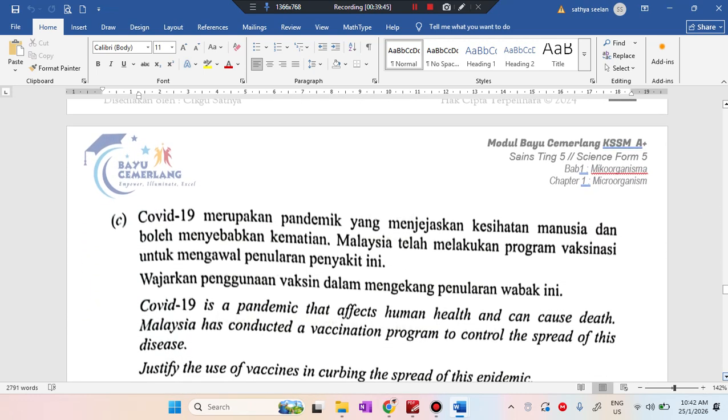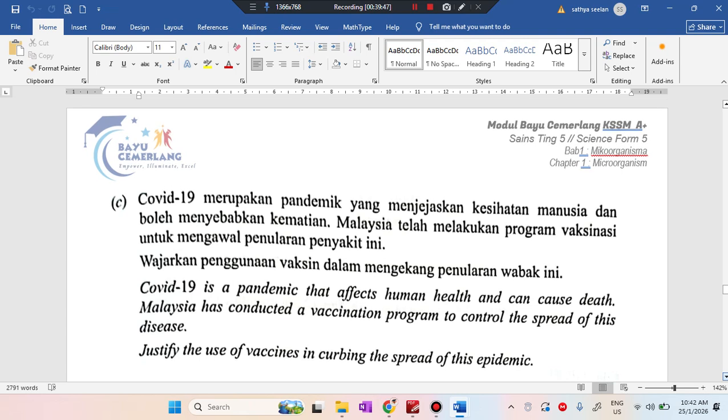And then, like before, COVID-19 is a pandemic that affects human health and can cause death, and the government conducted a vaccination program to control the spread. Justify the use of vaccine. First, you need to tell: vaccine can boost the immunity to fight COVID-19 disease. Second thing, you can tell COVID-19 transmission or spreading can be curbed.